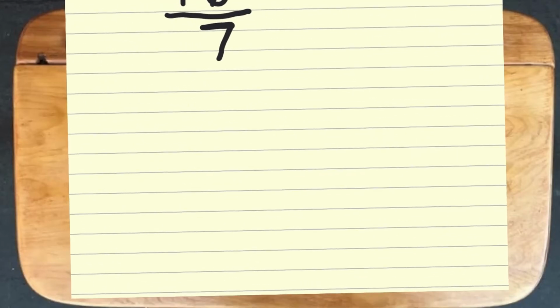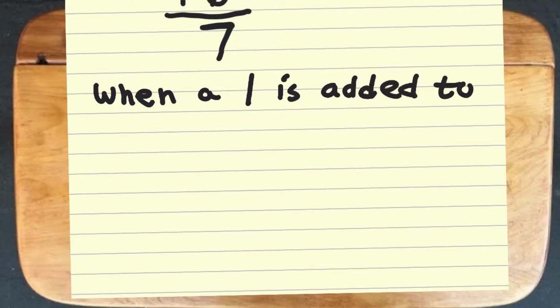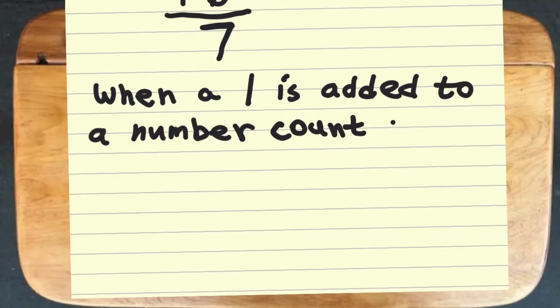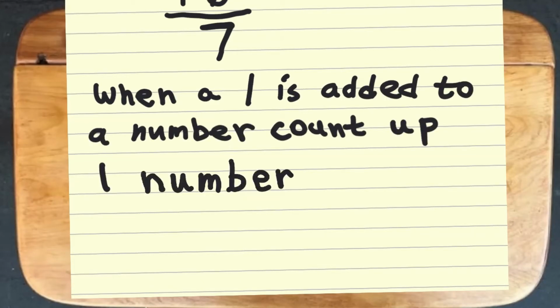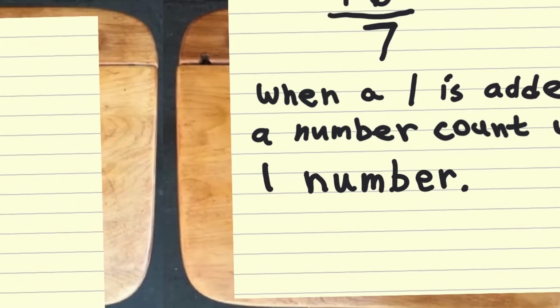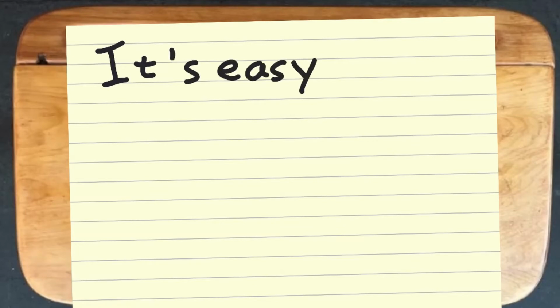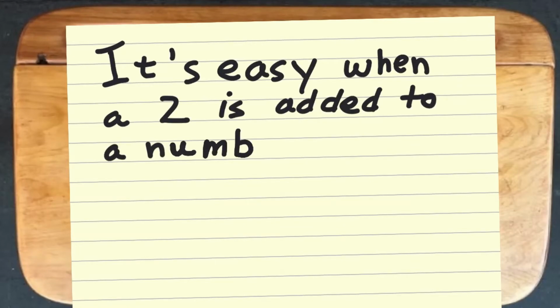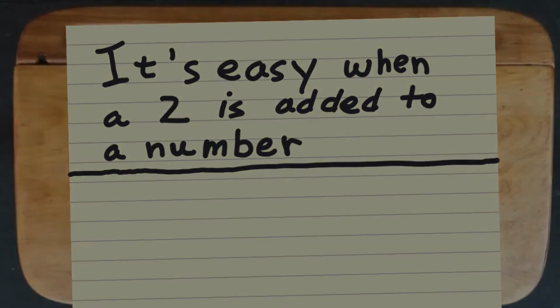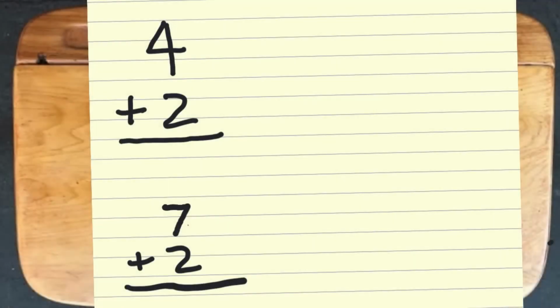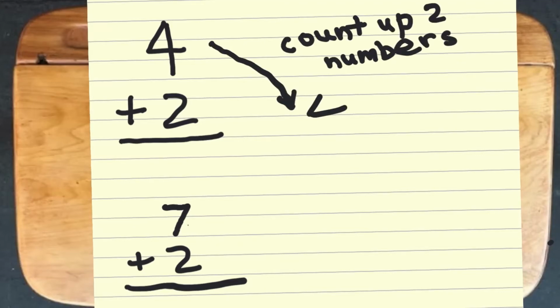So remember this, when a 1 is added to a number, you count up one number, and that's the next number. Okay, let's look at problems with a 2 in them. It's easy when a 2 is added to a number. So here we have 4 plus 2. We're going to start with the 4, and it means 4 plus 2 more, right? And we're going to count up two numbers. So you start with the 4.